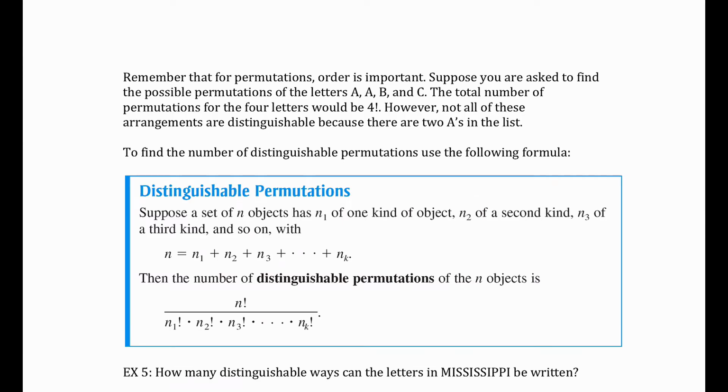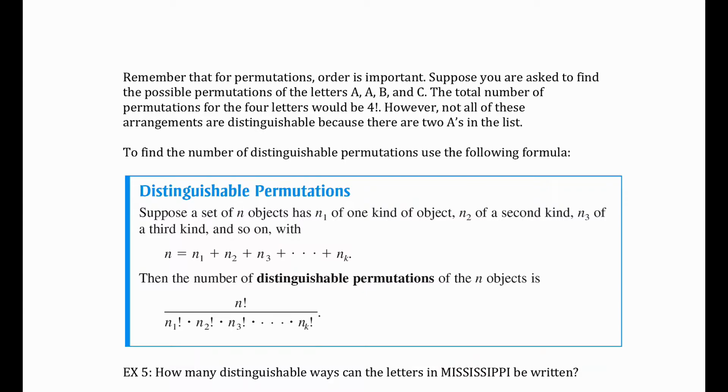So we just talked about permutations, and as we said, for permutations, order is important. But suppose you're asked to find possible permutations of the letters A, B, and C. The total number of permutations for four letters would just be 4 factorial. However, they're not all distinguishable because there are two A's in this list.